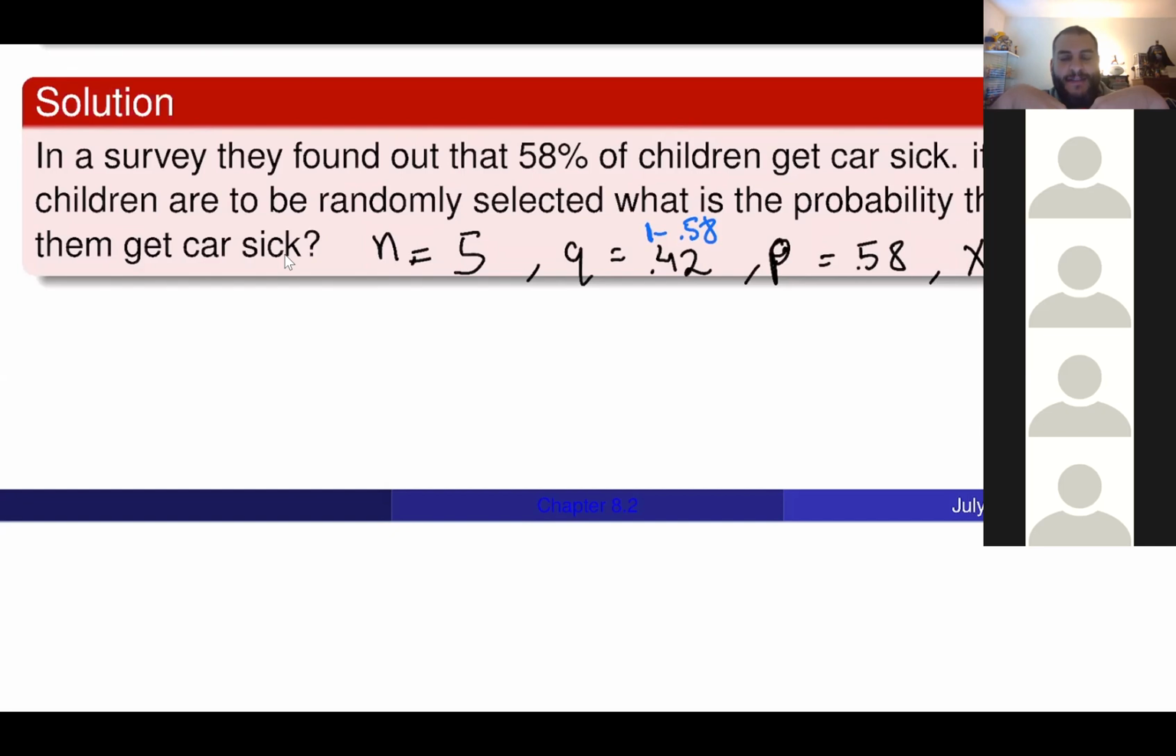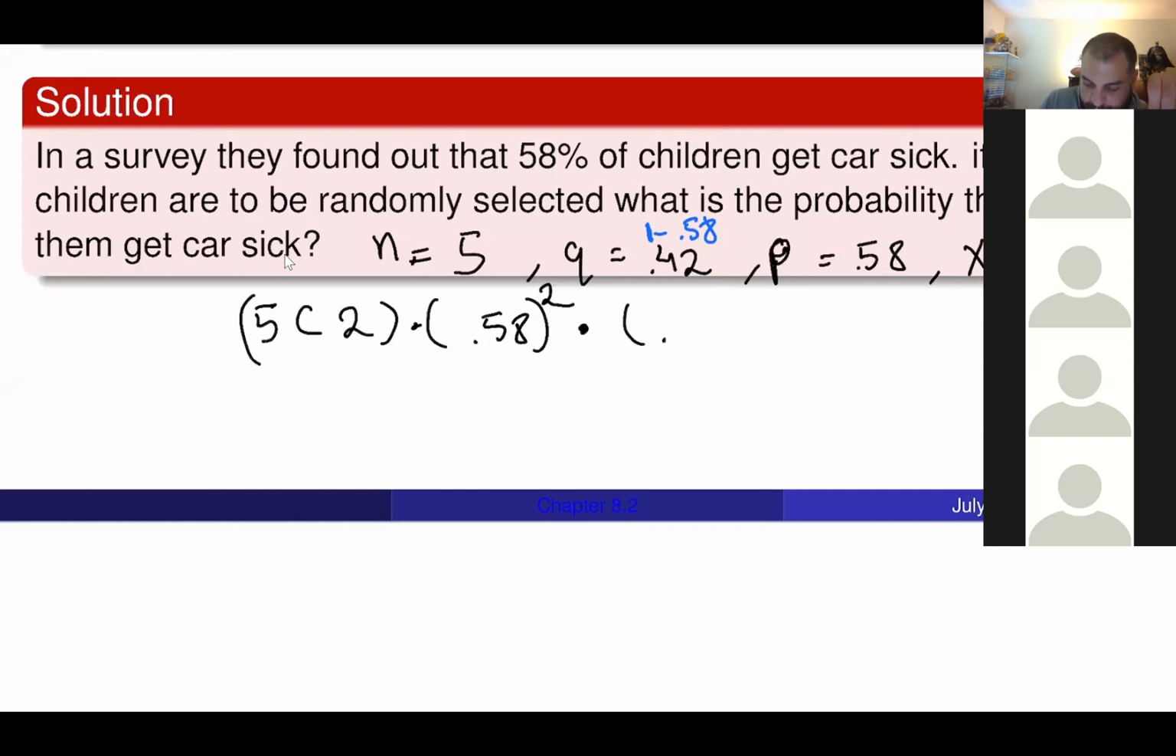All right, so for X, how many of these 5 children do we want to get car sick? 2. So we put x is equal to 2. So I'm going to go ahead and write this out. We're going to say nCx, nC2, and we're going to multiply this by the probability of P, which is 0.58, to the x power, which is 2. And then we're going to multiply this by 0.42 to the n minus x, which is 5 minus 2 power.